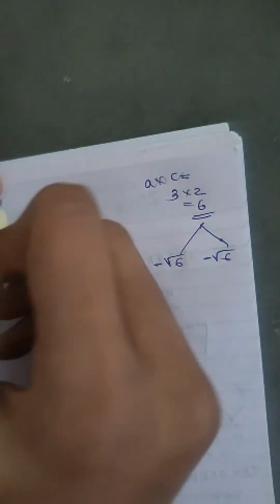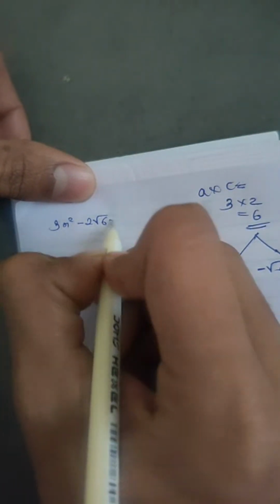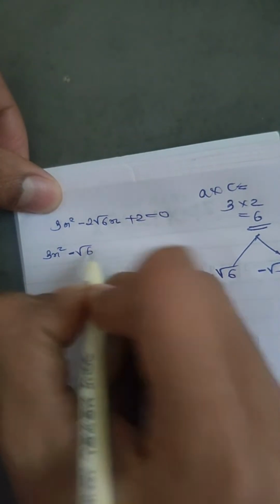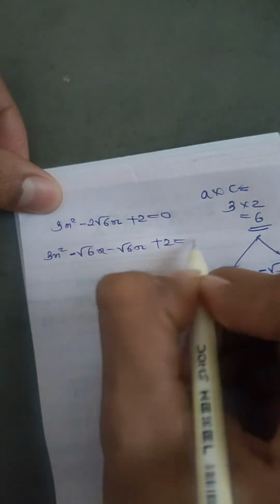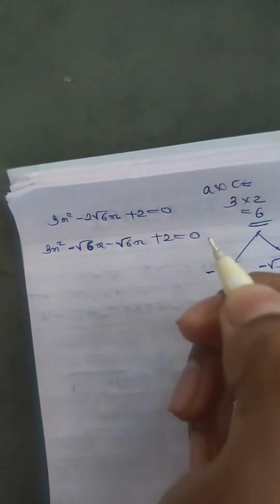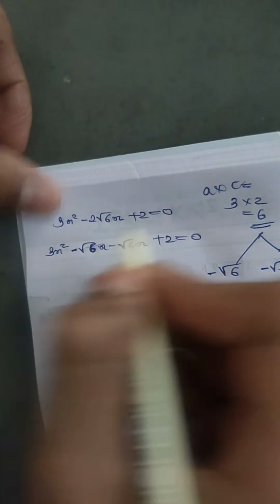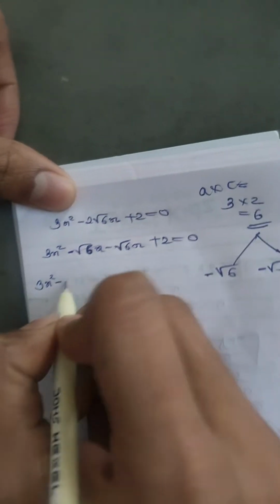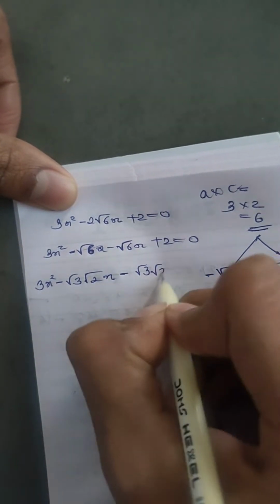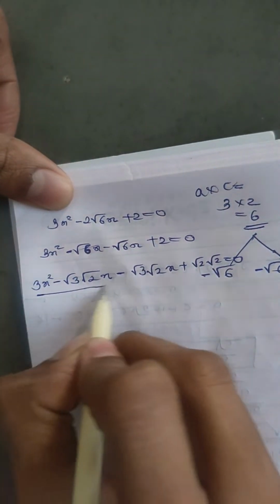So the equation we have, 3x² minus 2√6 x plus 2 equals 0, can be written as 3x² minus √6 x minus √6 x plus 2 equals 0. Now the question is how to take common from this. So this √6 can be written as 3x² minus √3 into √2 x minus √3 into √2 x plus √2 equals 0. In this way we can write this.